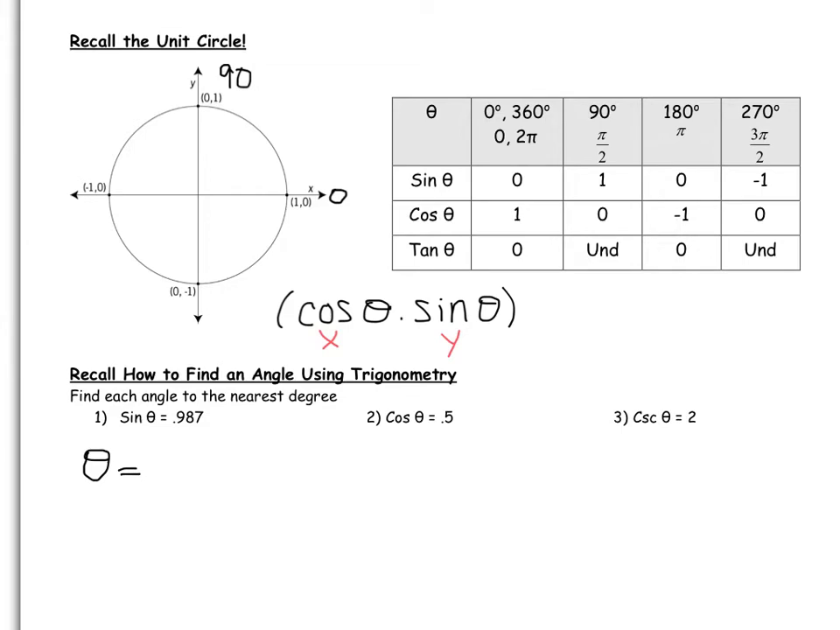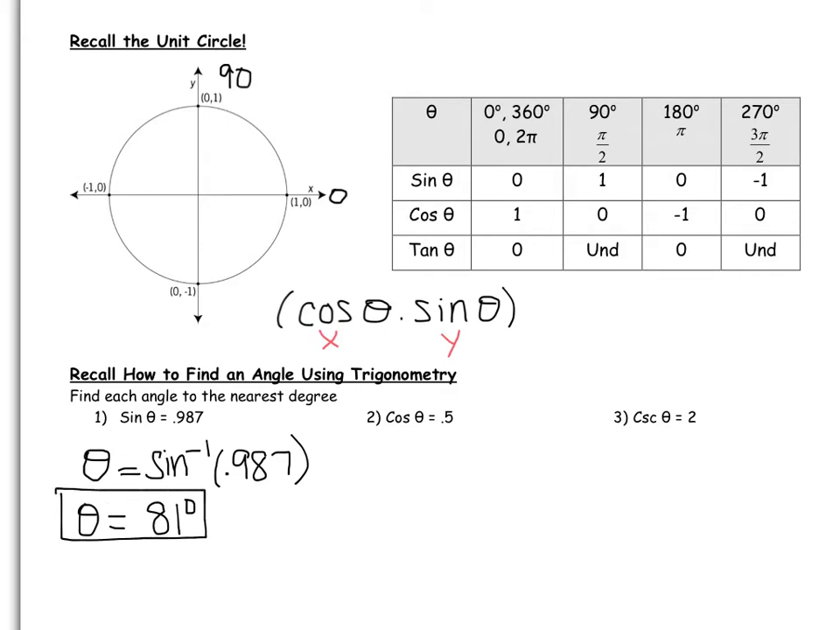Well, the way that we do that is we hit second sine. So sine -1. That will happen when you hit the second button. So grab your calculator, type in second sine, parentheses, 0.987, and hit enter. And I would like you to round this to the nearest degree. So what did you get? You should have gotten about 81. So your theta, or your angle measurement, is 81 degrees.